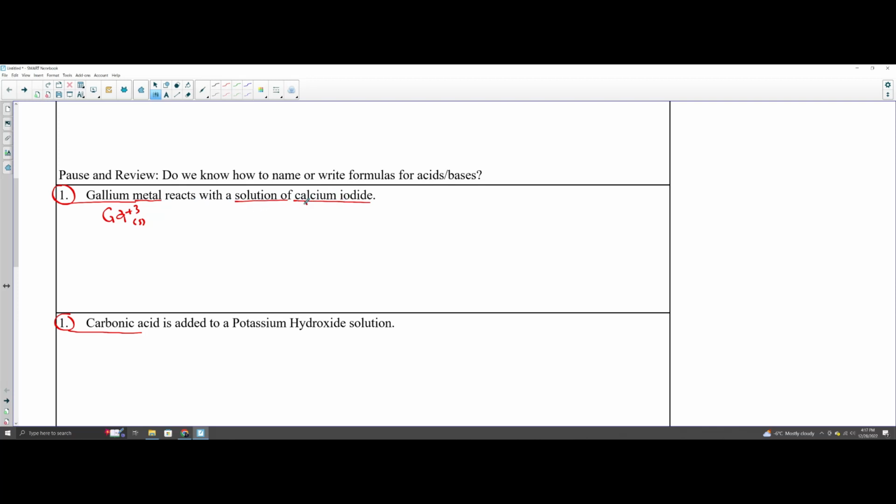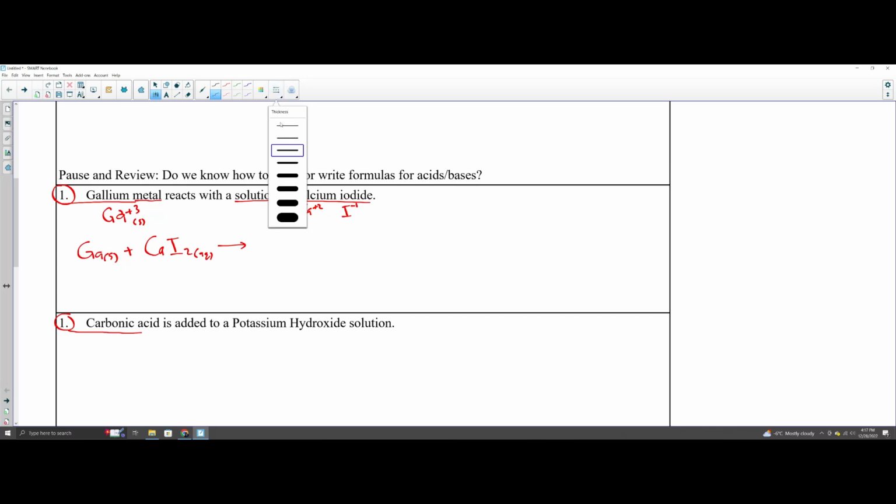Solution of calcium iodide. Well, calcium is a +2 ion. This is an ionic compound. Iodide is iodine with a -1, so we need 2 of those. So let's put these together. Gallium metal reacts with calcium iodide, 2 iodines required. And it is aqueous because it says it's a solution.